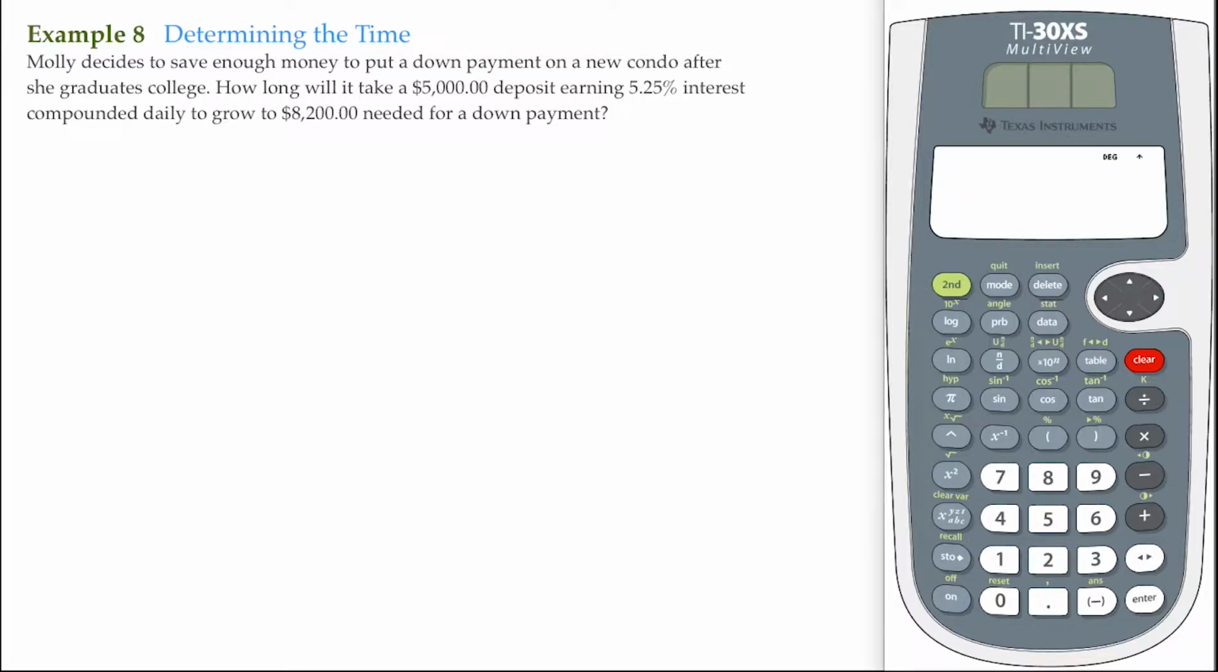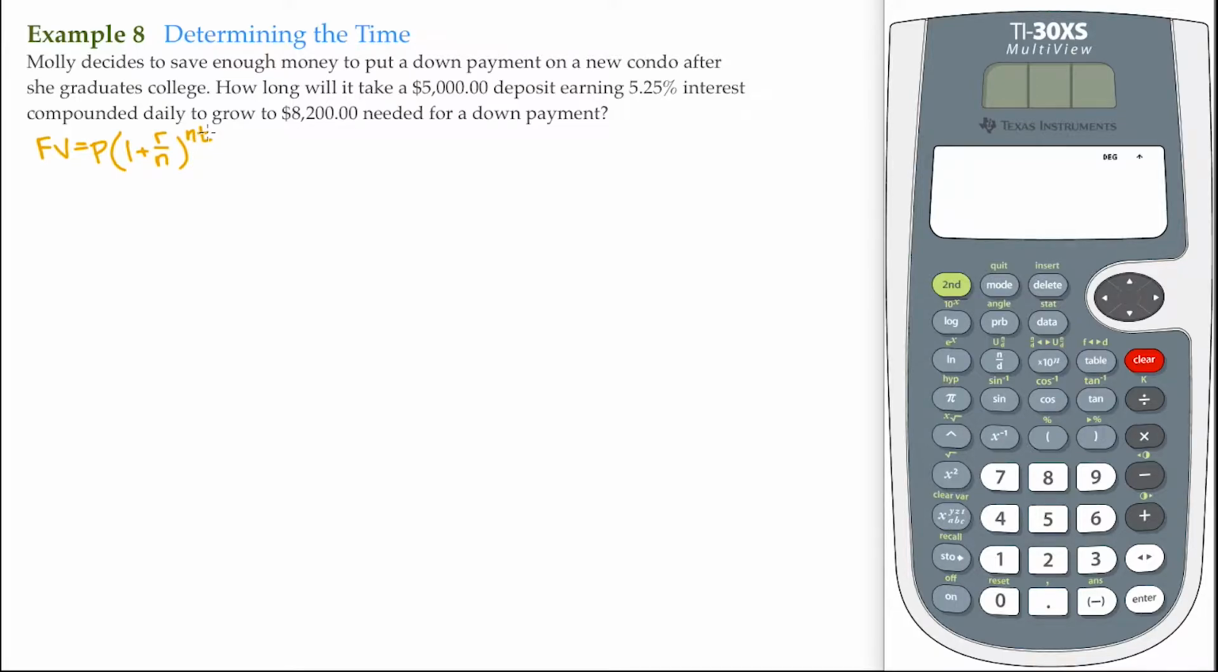So as we read it here, it says, Molly decides to save enough money to put a down payment on a new condo after she graduates college. How long will it take a $5,000 deposit earning 5.25% interest compounded daily to grow to $8,200 needed for a down payment? So again, we have our future value. That's equal to P times 1 plus R over N. That's our rate over the pay periods. Raise that to the N times T power.